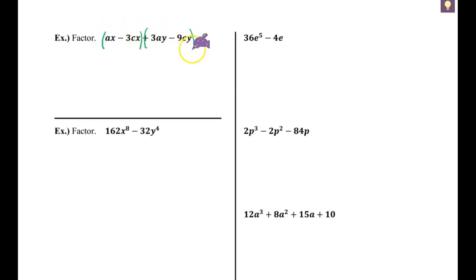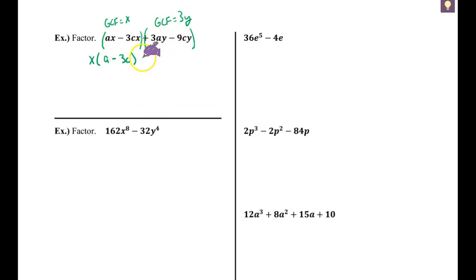So I'm going to group these together. I look for the GCF on the first 2 terms, and I notice they both have an X in common. I look for the GCF on the second 2 terms, and I notice we both have a 3 and a Y in common. So I go ahead and I factor out that GCF. I get A minus 3C. Right, I should be able to distribute and check myself.